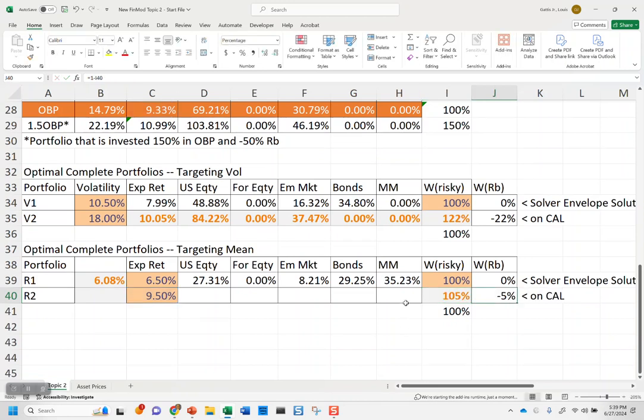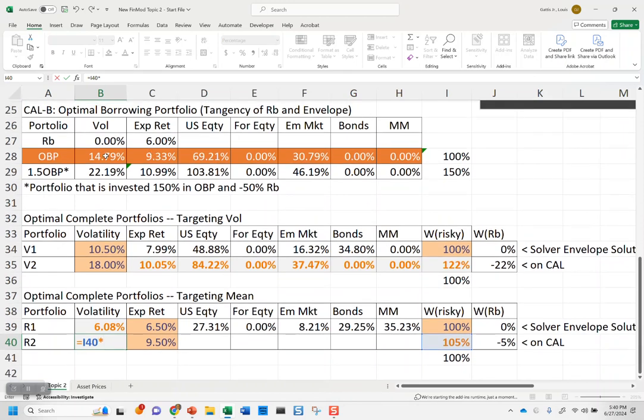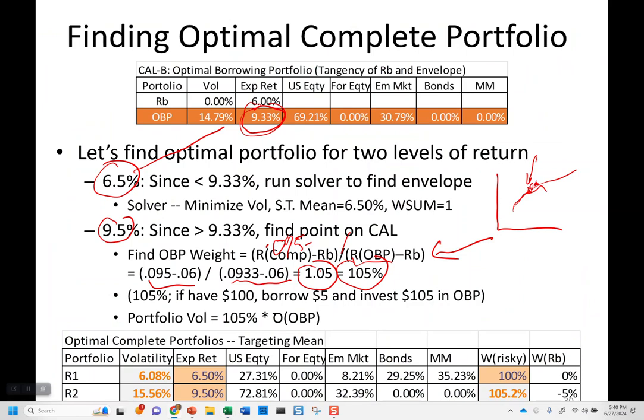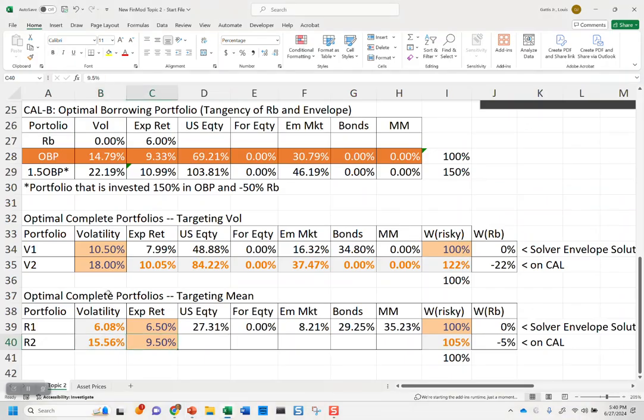That means I'm borrowing 5% of my money. So if I had $100, borrow $5 at 6%. And my volatility, oops, I lost the word volatility, I'll copy that there, is going to be 105% of the volatility of the optimal borrowing portfolio. So you're going to get 105% of the vol, 15.56. All right, 105% of the vol.